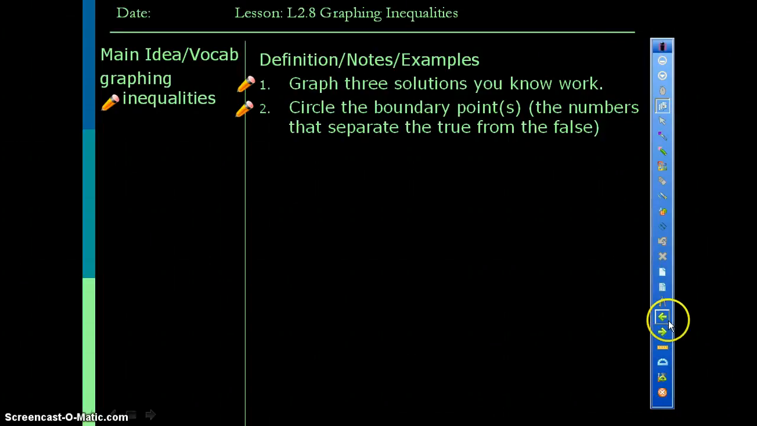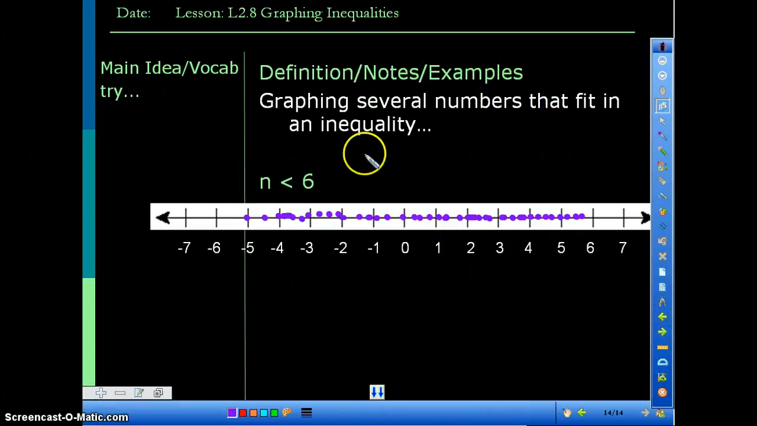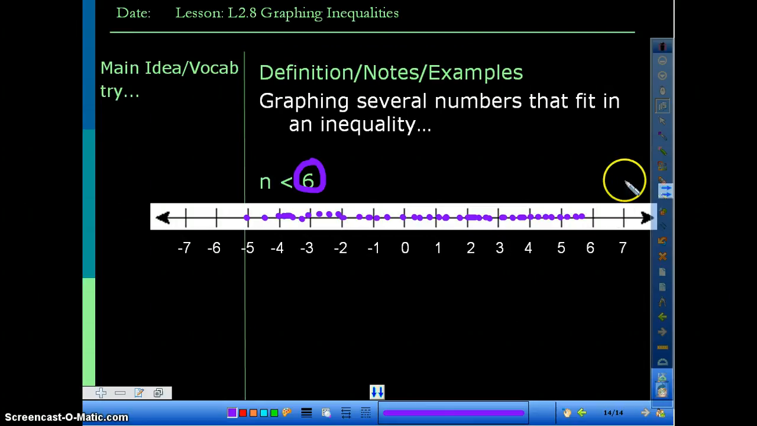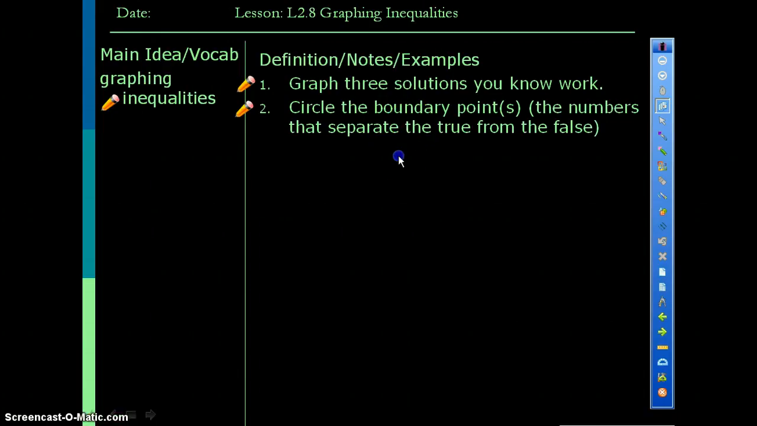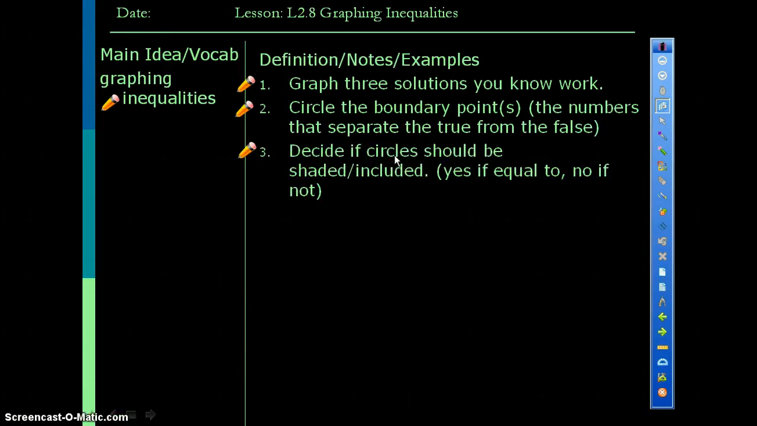In our previous example, this would be the 6. The 6 here separates the true from the false for us in this example. That's what we're comparing everything to, is a 6. Again, that is called a boundary point. Step 3, decide if the circles should be shaded, which would mean they are included. Yes would be if we are going to say equal to, no if not equal to.